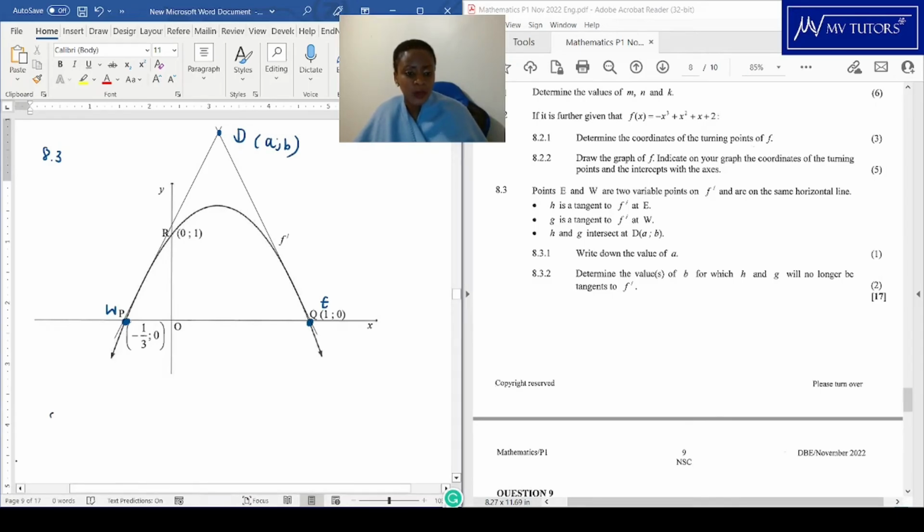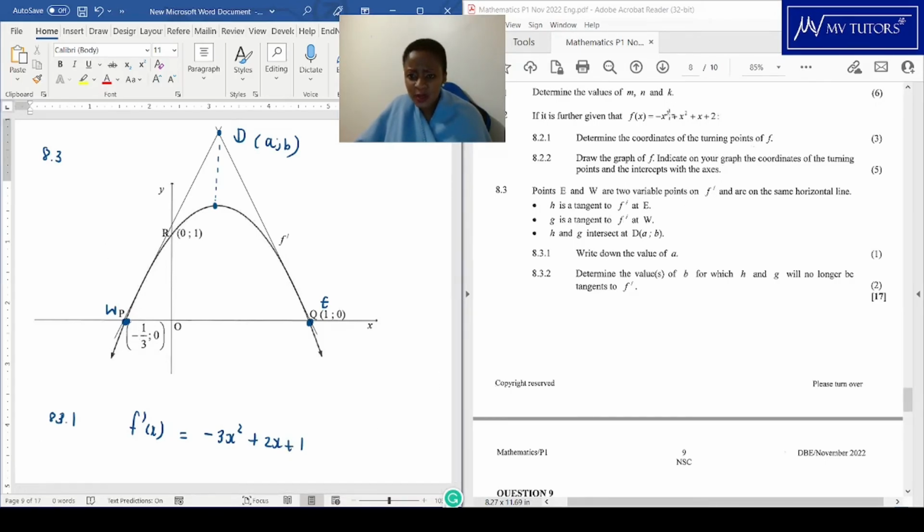So 8.3.1 says, write down the value of A. So A is the x value of D. And I hope you can see that actually A is our turning point. And remember, we have the equation for f prime. It was negative 3x squared plus 2x plus 1. Let me just make sure. Actually, we can look at this one. Negative 3x squared plus 2x plus 1. Yes, if we find the derivative of f. So there we have it.